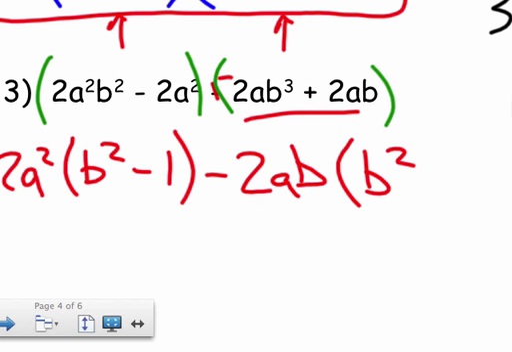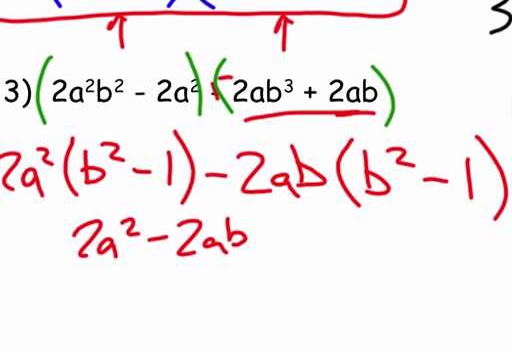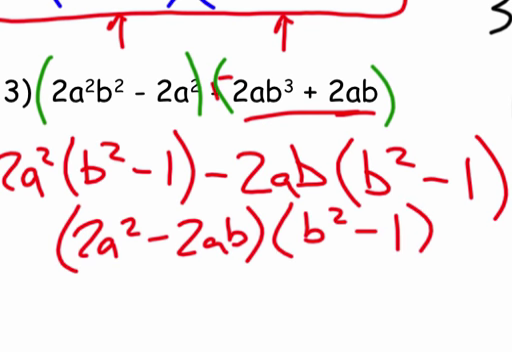And then I divide 2ab by 2ab, or negative 2ab, so that switches the sign, so it becomes minus, and we got a 1, right, because I divided the whole thing out. Boy, that worked out well, so let's rewrite this now. So we got 2a squared minus 2ab times b squared minus 1.